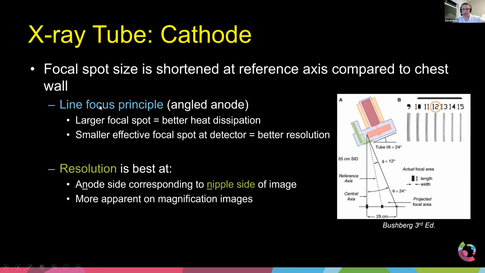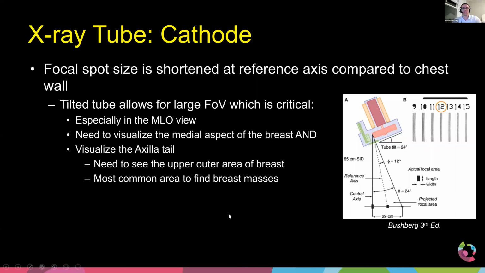But the point of this line focus principle is that it gives us the opportunity to get really good spatial resolution for mammography, and it's mostly based on the nipple side. So resolution is best at the anode side, which corresponds to the nipple side for imaging. You really won't notice this better resolution difference in contact imaging, but when you're magged up, and you're imaging more towards the nipple side or the anterior side, then you will actually notice the spatial resolution is a little bit better there.